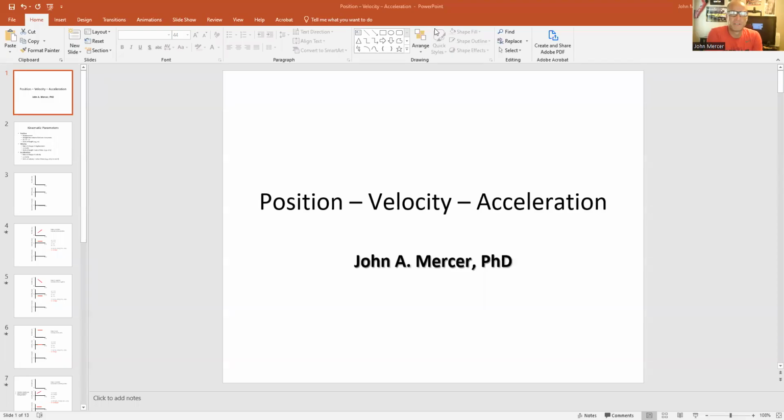In this presentation, I'm going to go through the relationships between position, velocity, and acceleration. It doesn't matter if we're in the linear world or the angular world. It just is the terms that we use in terms of angular position, angular velocity, angular acceleration, or linear position, linear velocity, or linear acceleration.